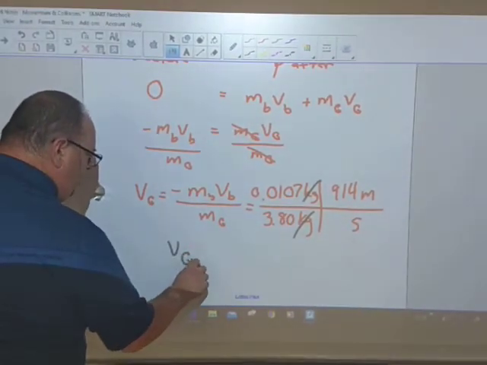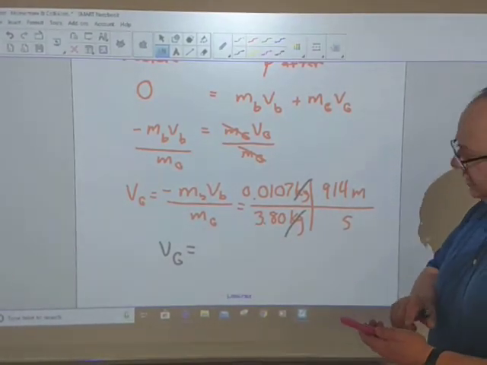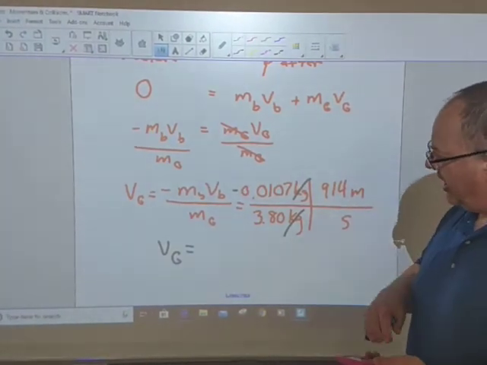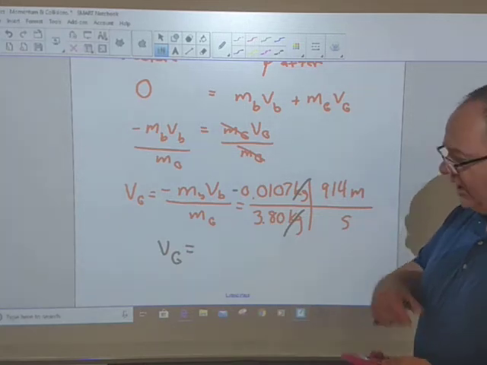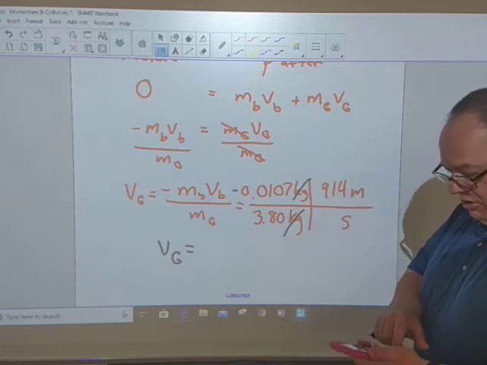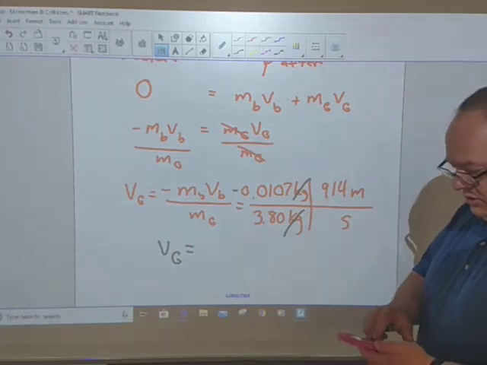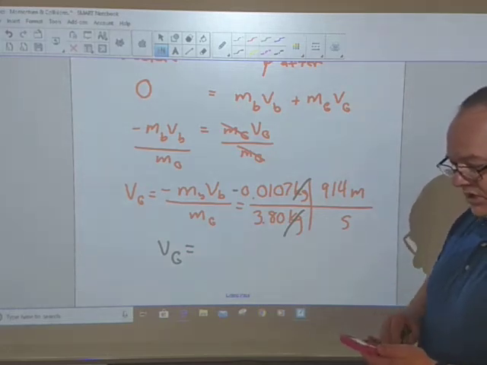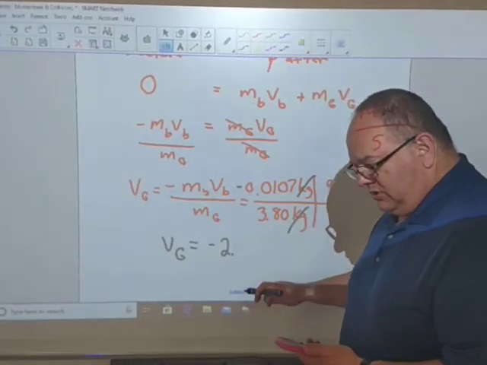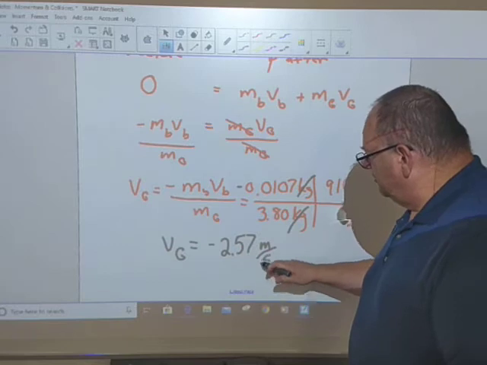So the velocity of the gun is going to be, let's see. Oh, I forgot my negative in here, so make sure we get that. I just know my answer is going to be negative in the end, so I don't type that negative into my calculator. I just put it on my answer. 0.0107 times 914 divided by 3.8 equals negative 2.57 meters per second.